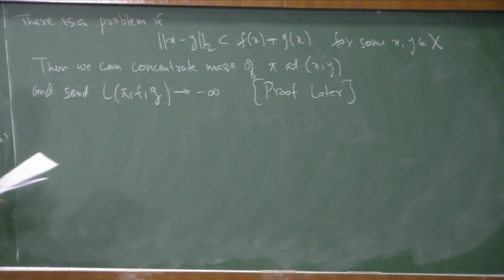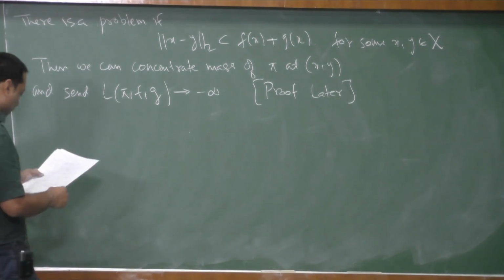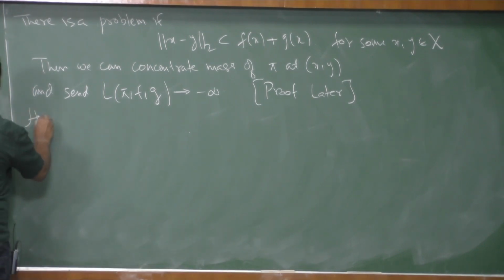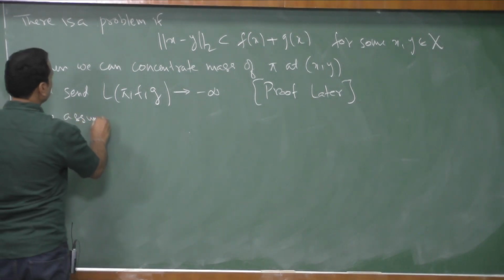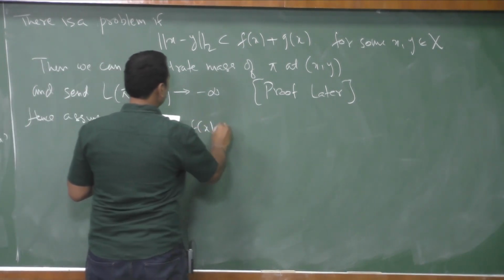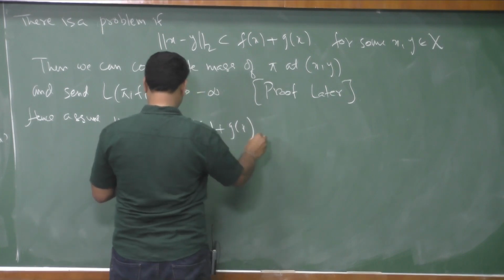We will do this proof later because our theme today is to complete the main thing, and then we will fill up the theorem proofs. So what we will assume is that the norm of x minus y should be greater than or equal to f(x) plus g(y) for all x and y, and this gives us an additional constraint.